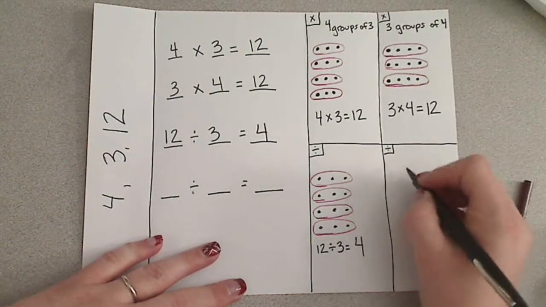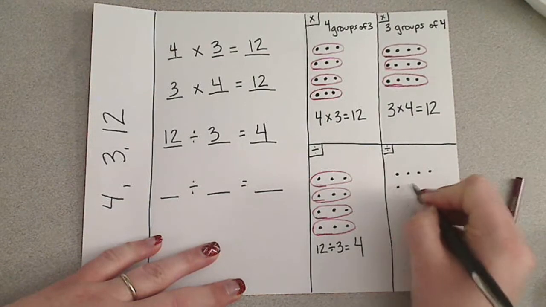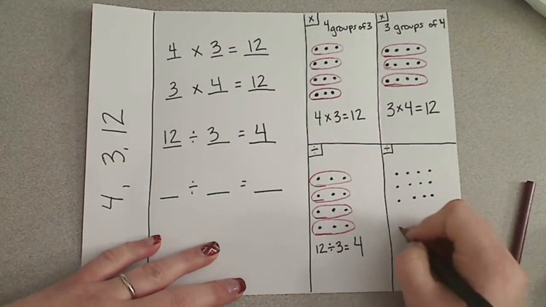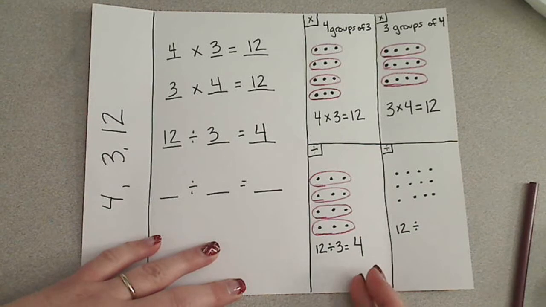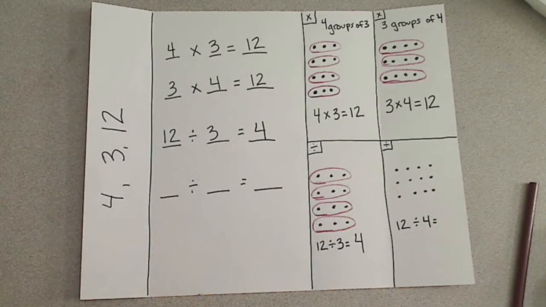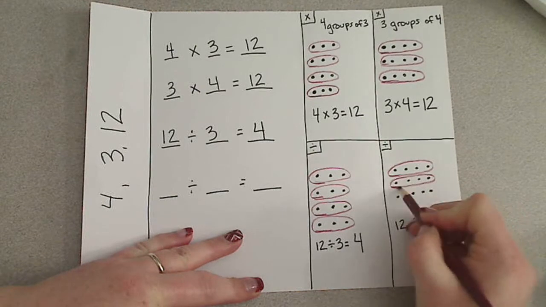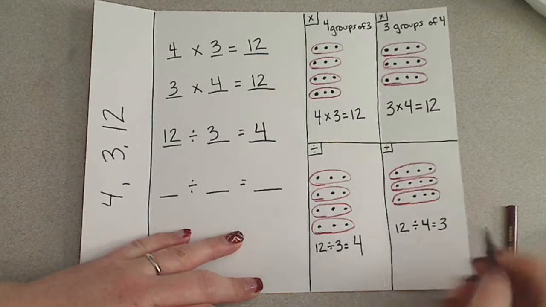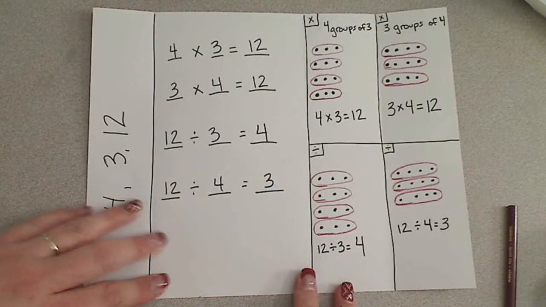Most of the time, by the time we get here, when we're drawing 1, 2, 3, 4, 5, 6, 7, 8, 9, 10, 11, 12, I know that I'm taking 12, and this time, again, I need to flip 2 numbers. I'm dividing them by 4 in each group to figure out how many groups I need. So I'm going to split it. 1 group of 4, 2 groups of 4, 3 groups of 4. So that tells me I have 3 groups. 12 divided by 4 equals 3.